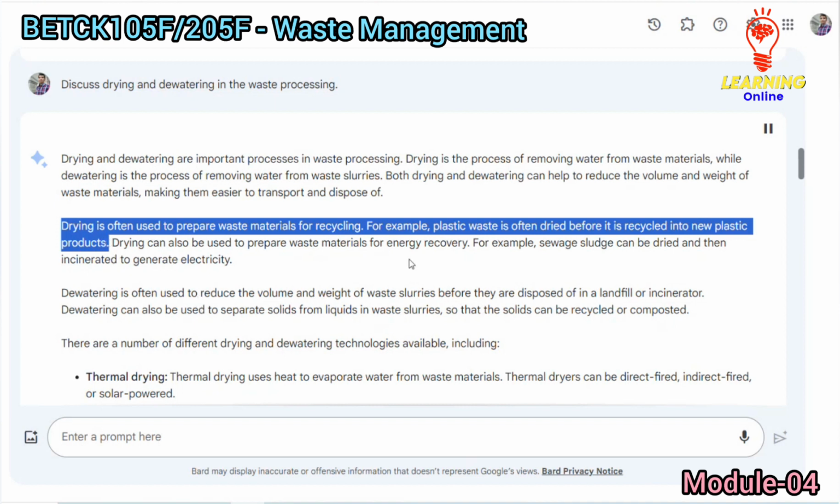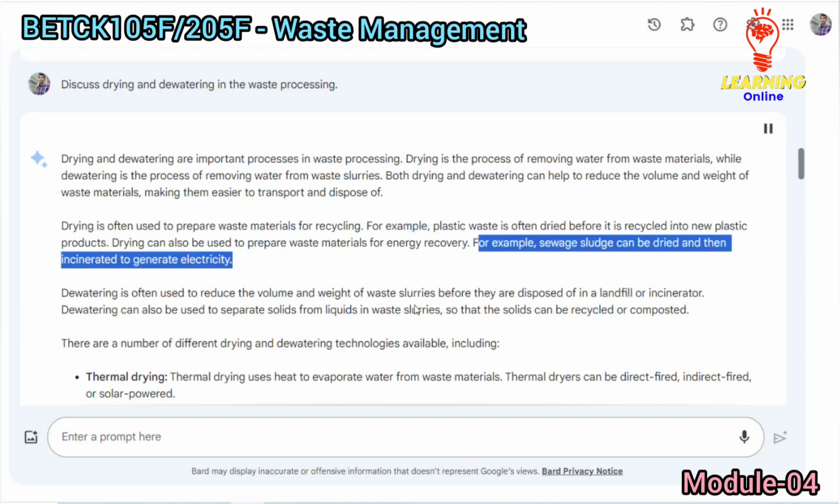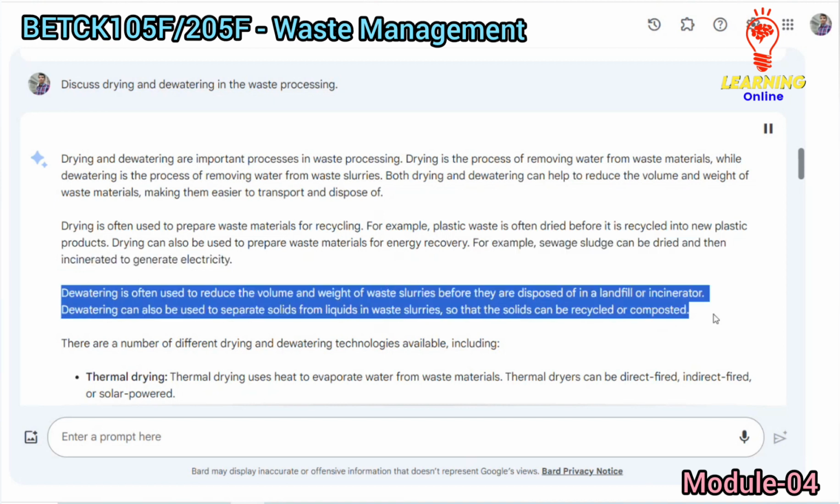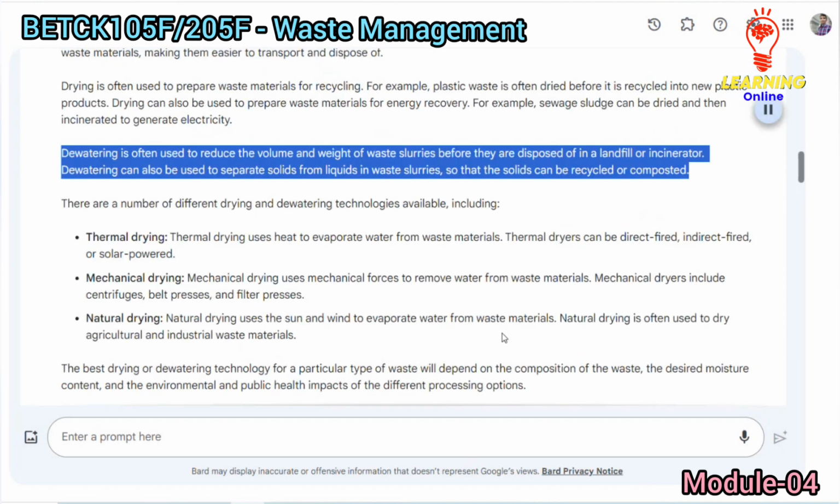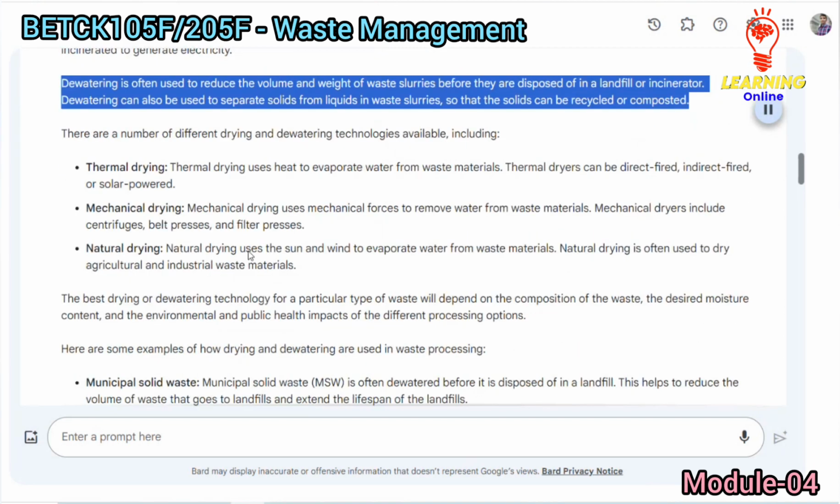For example, plastic waste is often dried before it is recycled into new plastic products. Drying can also be used to prepare waste materials for energy recovery. For example, sewage sludge can be dried and then incinerated to generate electricity. Dewatering is often used to reduce the volume and weight of waste slurries before they are disposed of in a landfill or incinerator. Dewatering can also be used to separate solids from liquids in waste slurries, so that the solids can be recycled or composted.